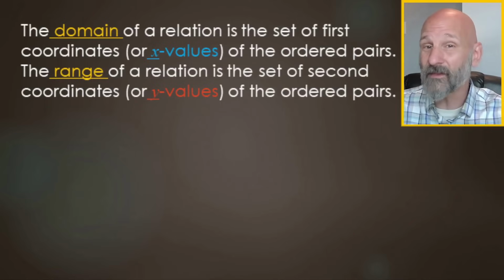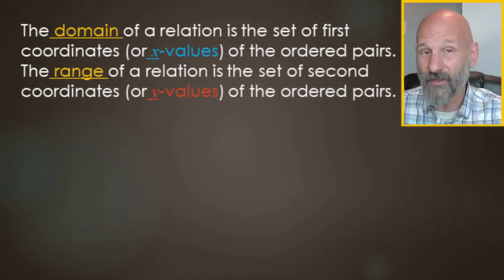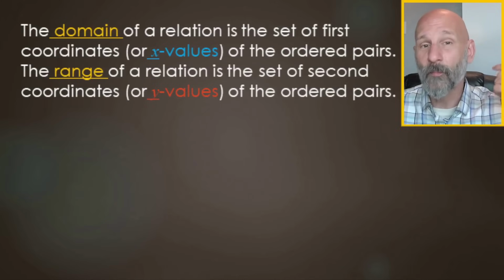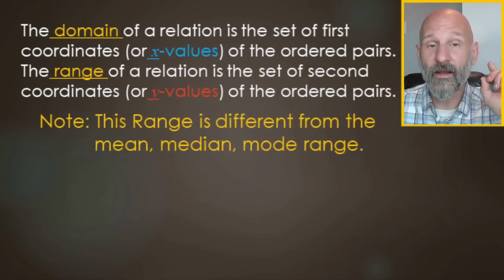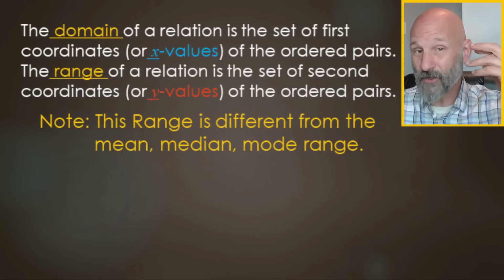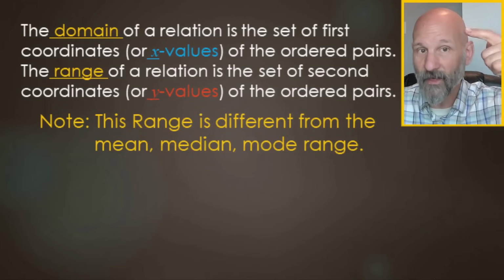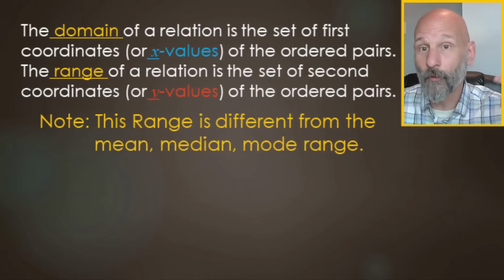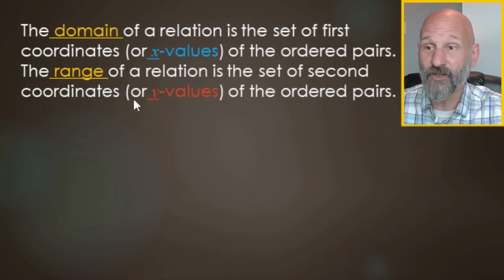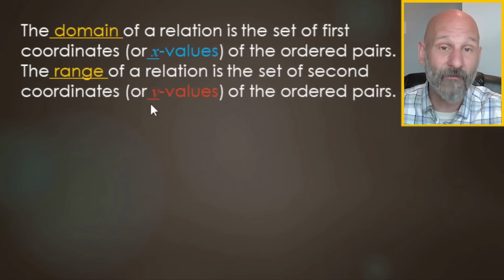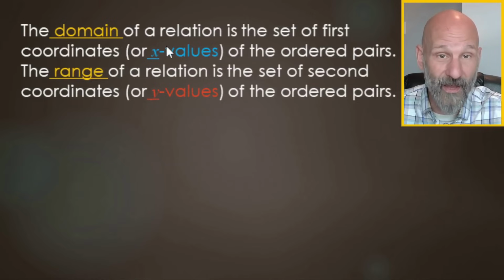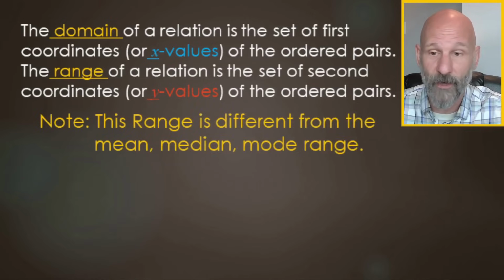Now note that this range that we're talking about here with functions, that's your list of y values, which is different than the word range when you're using it with mean, median, and mode, right? Mean, median, mode, the range is biggest minus smallest, or how far between the smallest and the biggest. For range for functions, that's just your list of corresponding y values or outputs. Domain is your x values, range goes with y values, okay?